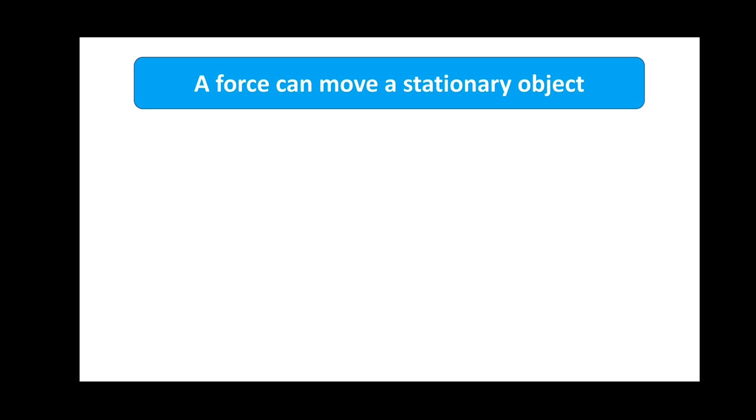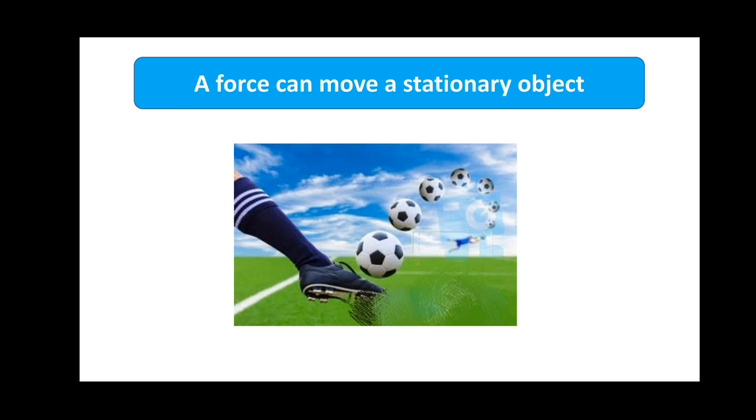First one is a force can move a stationary object. Stationary object means an object which is at rest position. For moving an object, we have to either push or pull that object, right? That is, we have to apply some force. For example, here you can see a ball at rest. When we are applying a force by pushing it, the ball starts to move. Thus, we have observed that a force can move a stationary object.